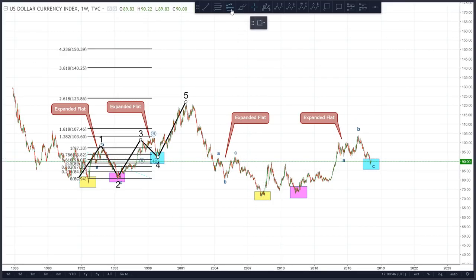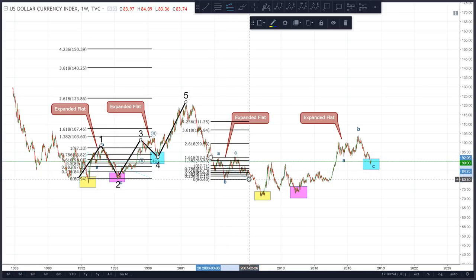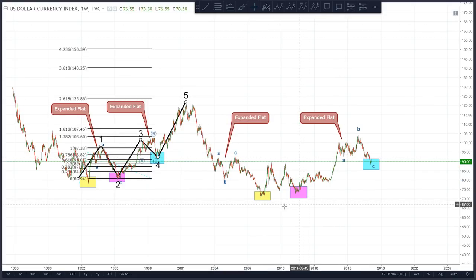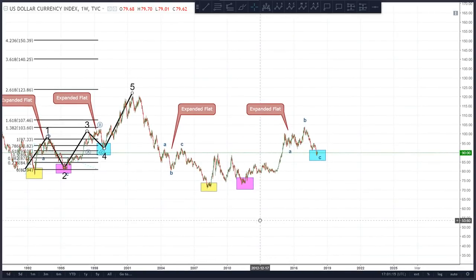Again, if we just use our fib, so that's wave A, and wave C is a 1.618 extension of wave A. Yeah, so again, a very important fib level, bounce right off it, and it confirms the expanded flat. So wave B finished here. Yeah, this was A, this was B, and now we've got C.